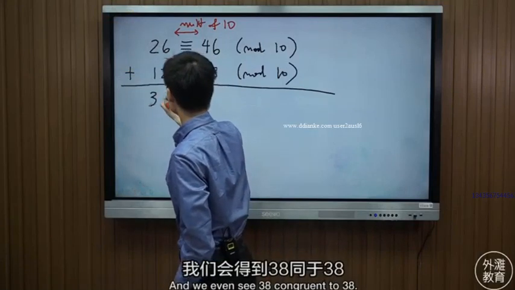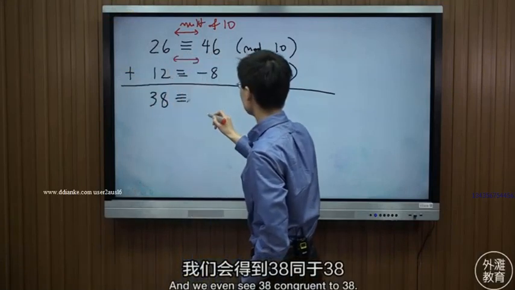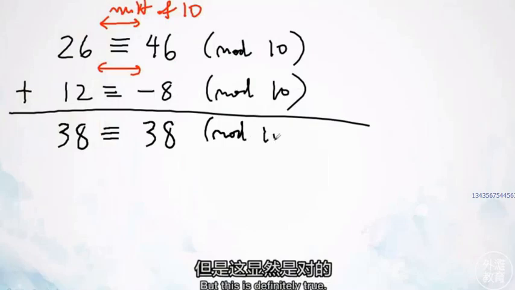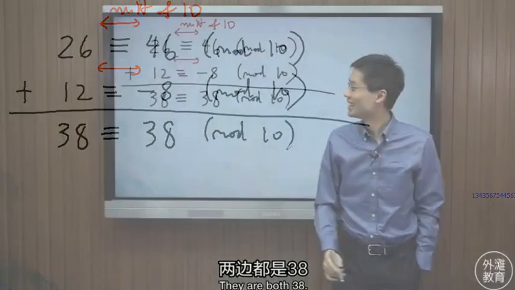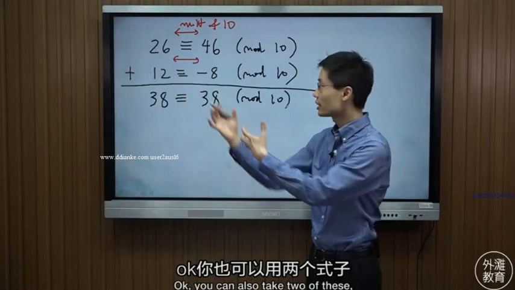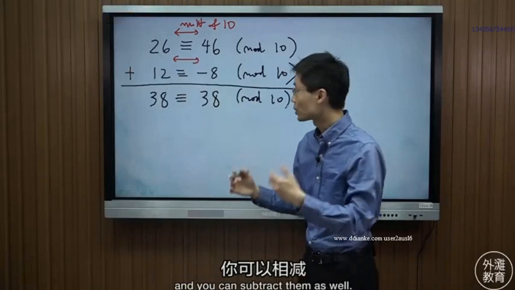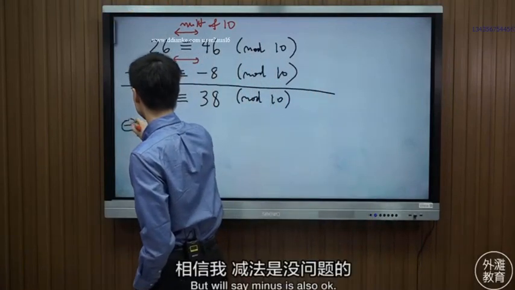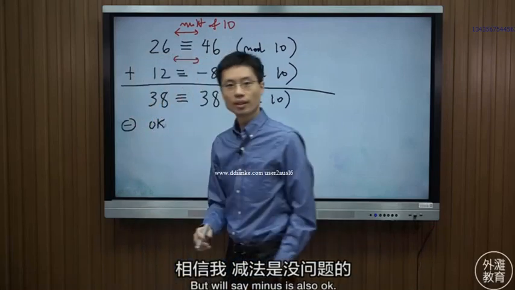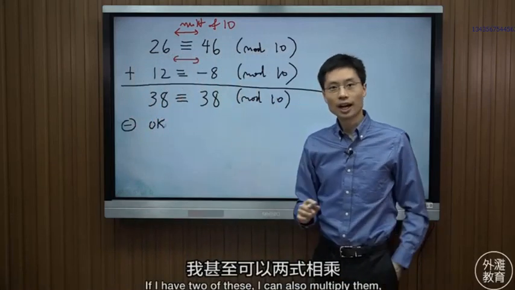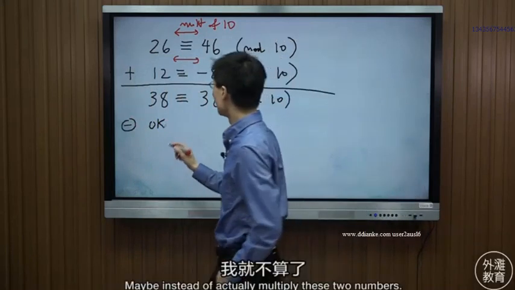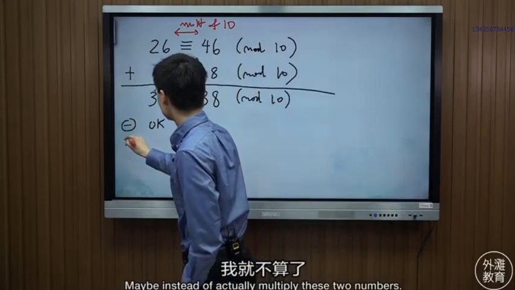And we even see 38 congruent to 38. Oh, really? I didn't do that on purpose. But this is definitely true. They're both 38. Okay. But you can also take 2 of these and you can subtract them as well. So I won't do that here, but I'll say minus is also okay. If I have two of these, I can also multiply them. Okay, multiply is okay.